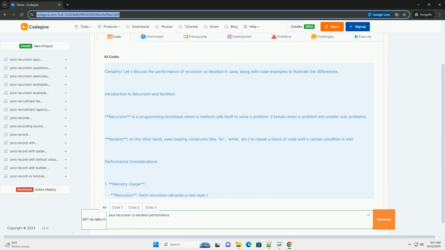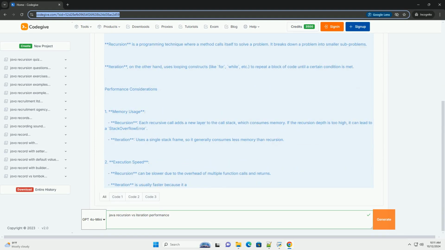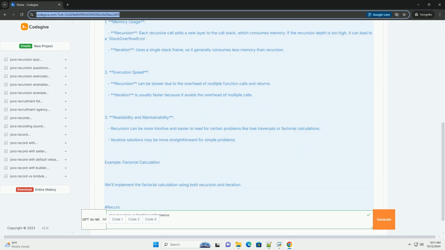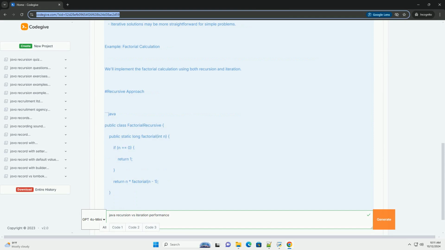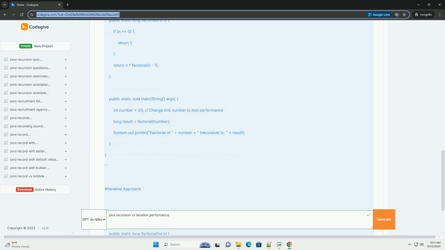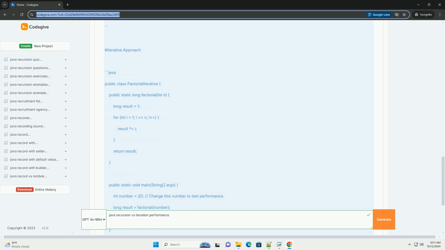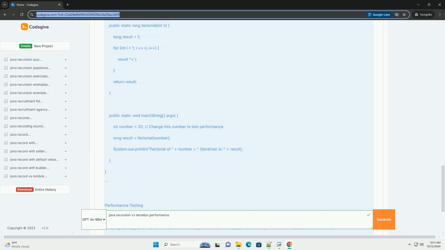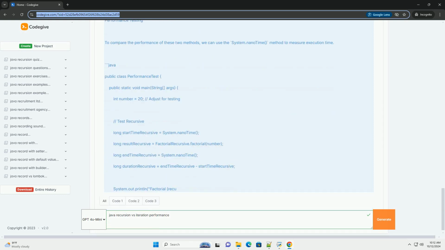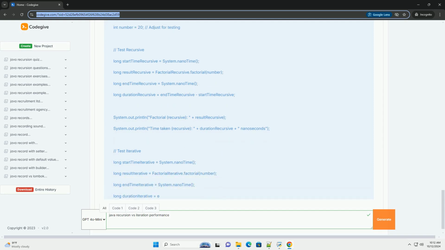Certainly. Let's discuss the performance of recursion vs iteration in Java, along with code examples to illustrate the differences. Introduction to recursion and iteration. Recursion is a programming technique where a method calls itself to solve a problem. It breaks down a problem into smaller subproblems. Iteration, on the other hand, uses looping constructs, like for, while, etc., to repeat a block of code until a certain condition is met.